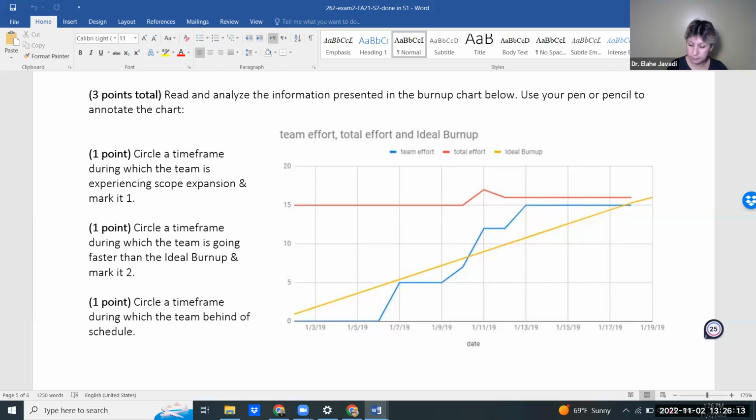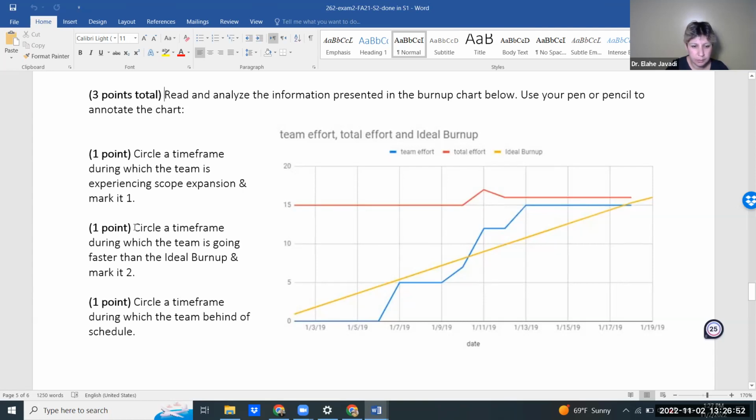Brandon, question number 1. Would it be January 11th? All right, so the time frame is experience scope expansion. Perfect, thank you. Everybody is able to see that. Ishika, are you able to see that? Yeah, I can. Perfect, so you're looking at the scope, the total effort, which is your scope. Good job.